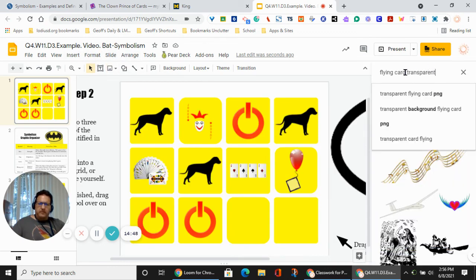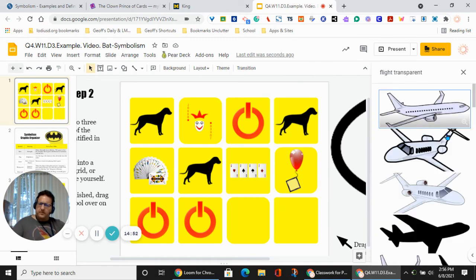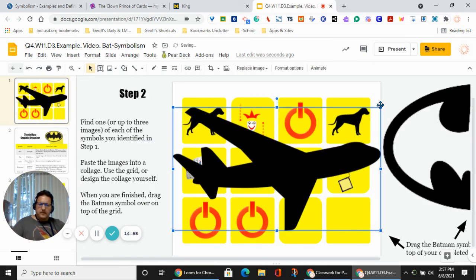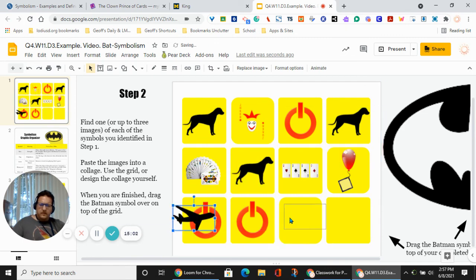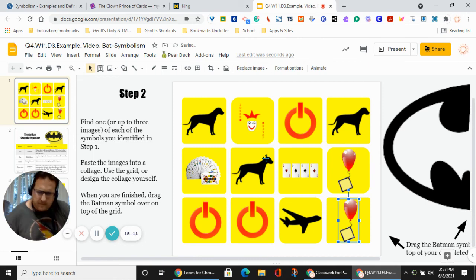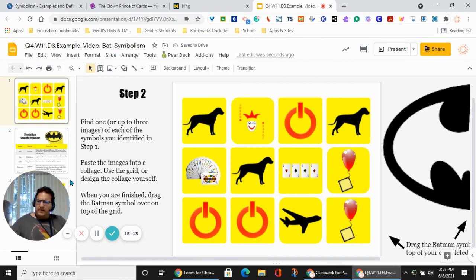And if not, look for a picture that touches on the concept. Maybe I can't find flying card, but I can find things that have to do with flight, right? Okay, airplane, that's fine. That's going to work. And I'll go ahead and use this one again here. All right, now I have this mostly complete.